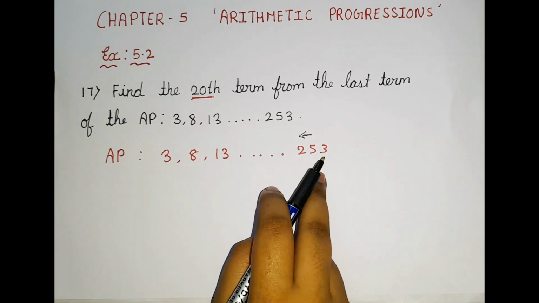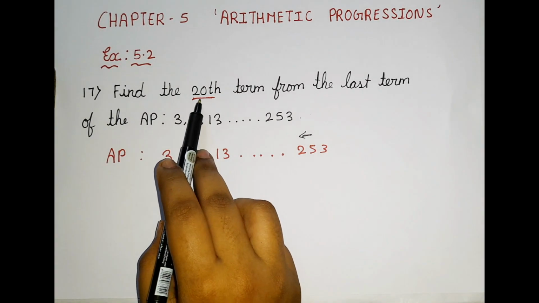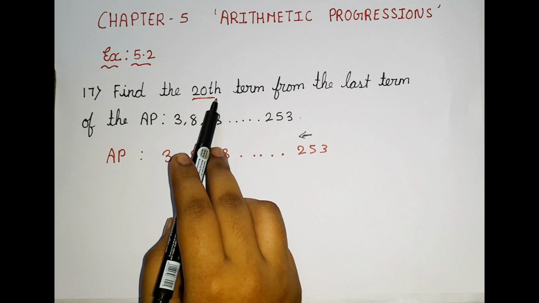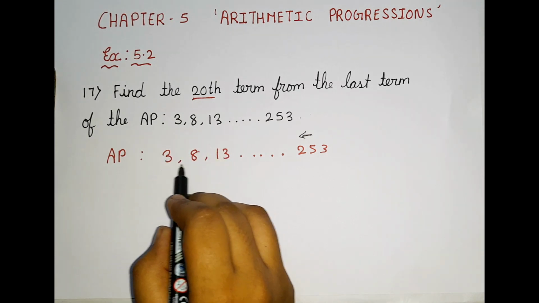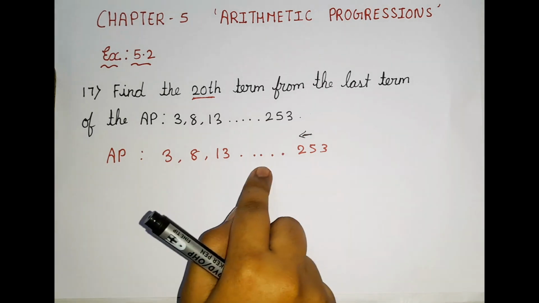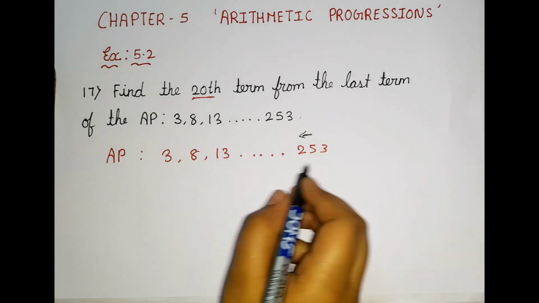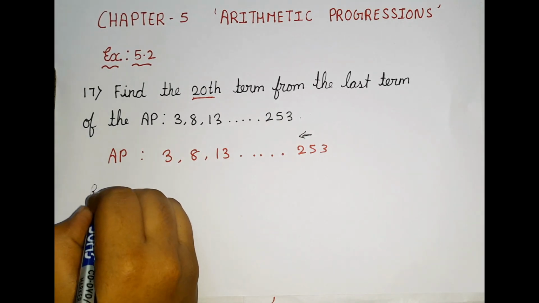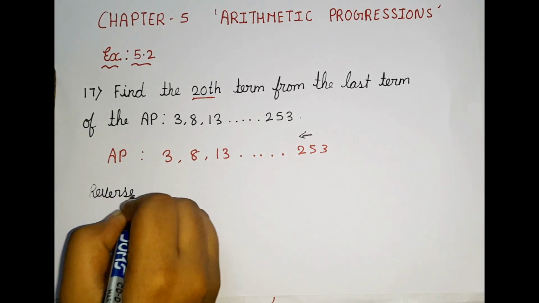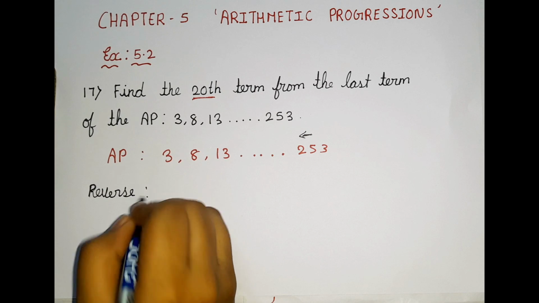This is an AP, isn't it? But in the question they mentioned that we are supposed to find the 20th term. Here we are not supposed to find the 20th term like this. We are supposed to find it from the last term, so we are supposed to reverse the numbers. How to reverse it?